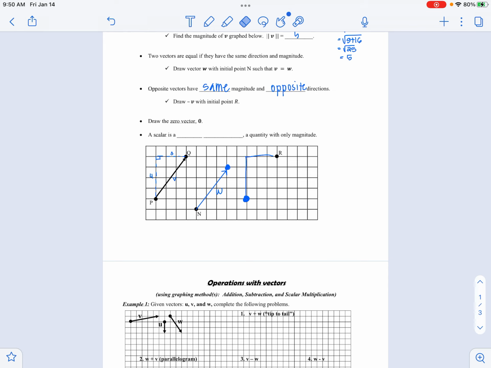So same slope, right? If you look here, this is up 4, right 3. I'm going to connect those 2 points. But it has different directions. So my initial point is going to be R, and it's going to go in this direction. So this is negative V, or the opposite of V. Same slope, keep that in mind.